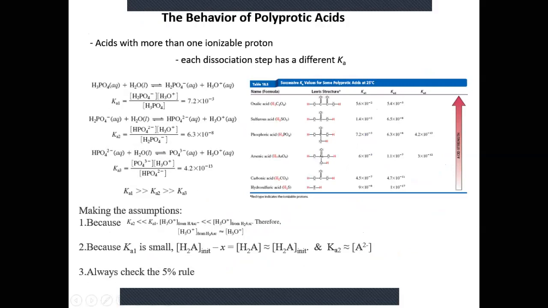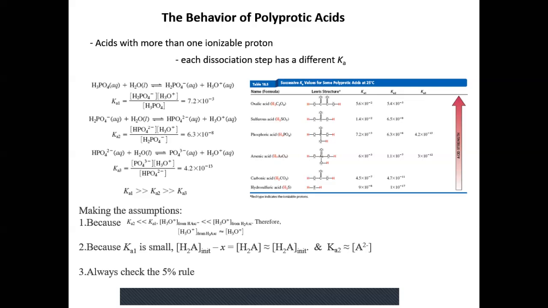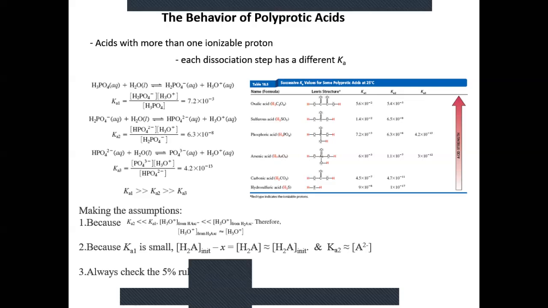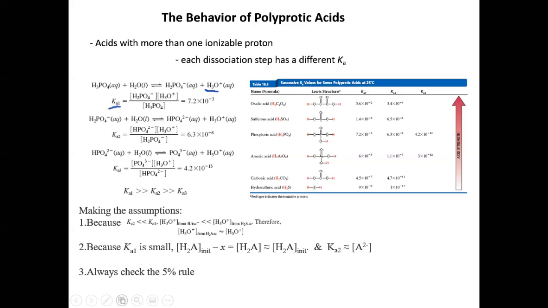Now bringing us to polyprotic acids. Again, polyprotic acids have more than one ionizable proton. So since it has more than one ionizable proton, it has more than one Ka. For example, phosphoric acid, in the first step, we dissociate the first ionizable proton. Since it's the first proton, it's called Ka1.